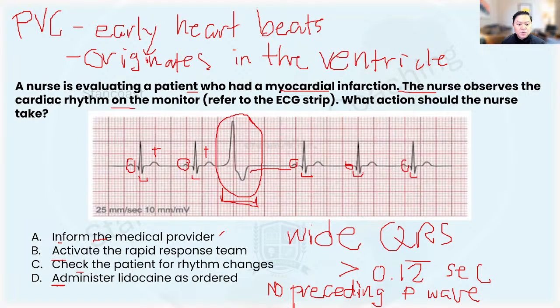Now, there's also the T wave changes. So look at that T wave right here. It's actually in the opposite direction. Instead of going up, it is going down. So let me add to the QRS right here: wide QRS. There will be no preceding P wave, and there is also a T wave change. And the T wave is pointing downwards, okay, in the opposite direction.